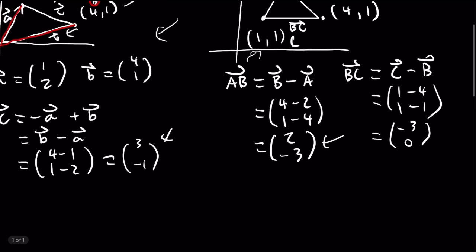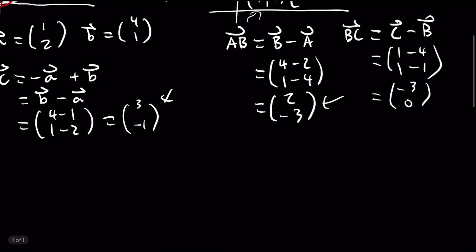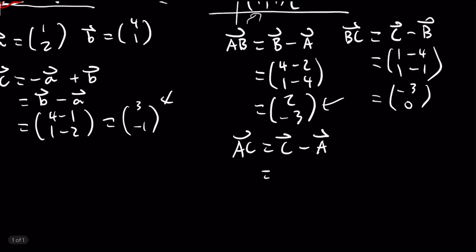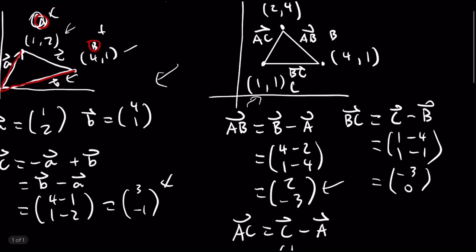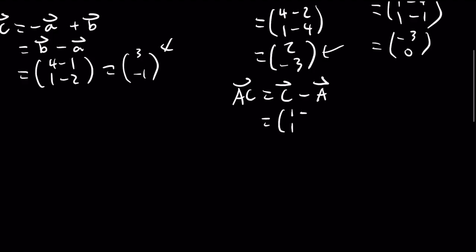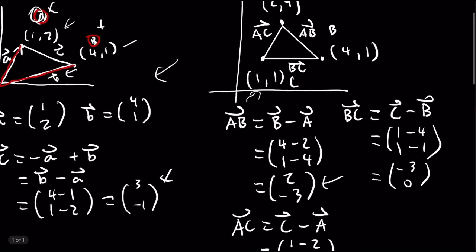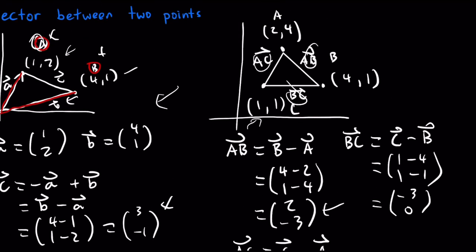And then let's look at vector AC as our final side of the triangle. And this will be vector C minus vector A. And this will be 1, 1, which is vector C, minus vector A, which is 2, 4. So vector AC is simply negative 1, negative 3. Now, we found vector AB, BC, and AC.